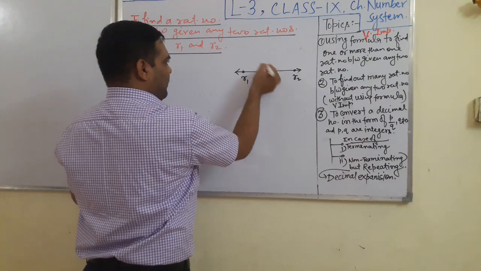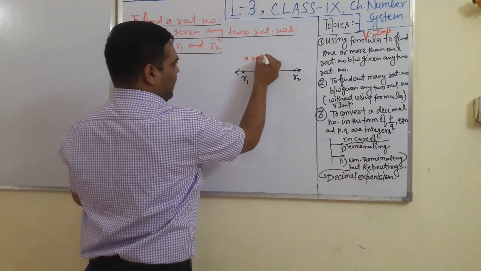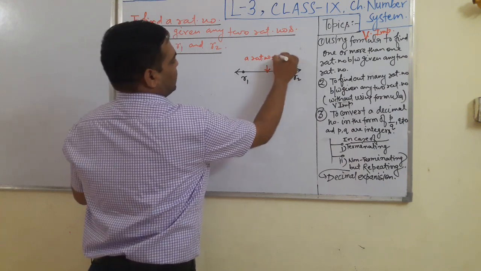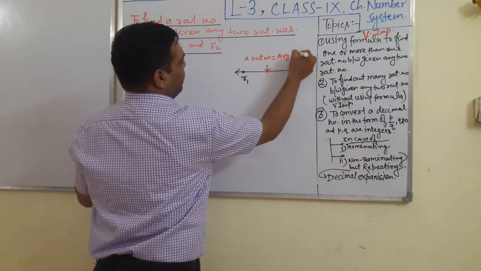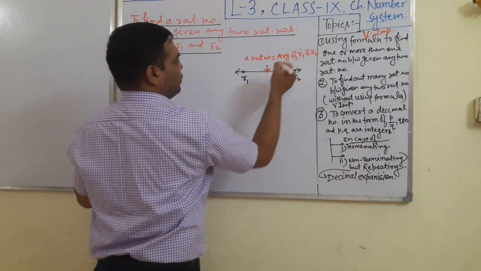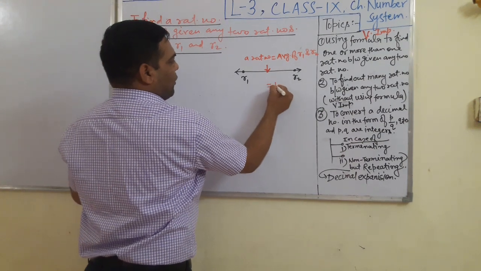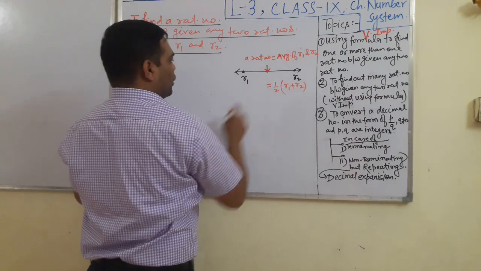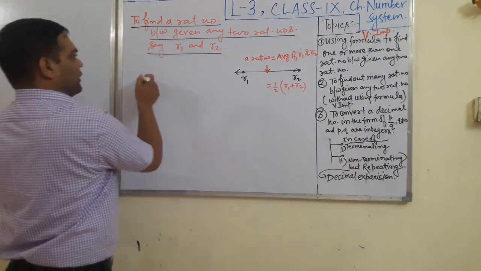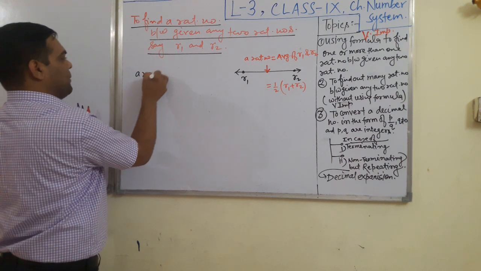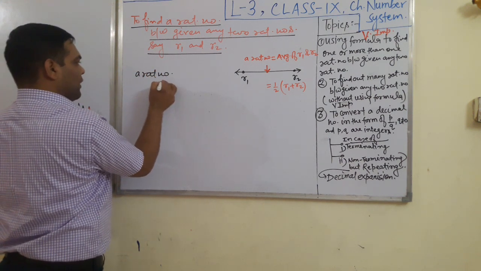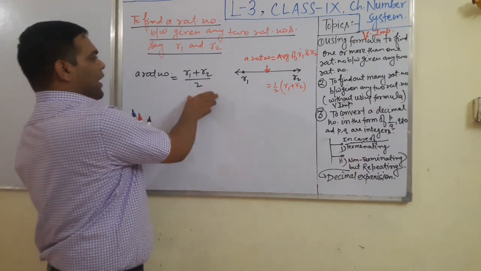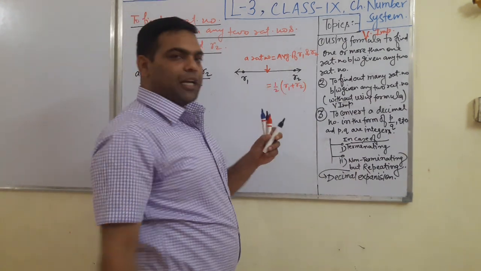What will it be? Remember always, students, the rational number will be the average of these two numbers. It will be the average of R1 and R2. That is, you can get 1 by 2 of R1 plus R2. So the formula can be, the rational number will be R1 plus R2 divided by 2, which is the average of these two rational numbers.